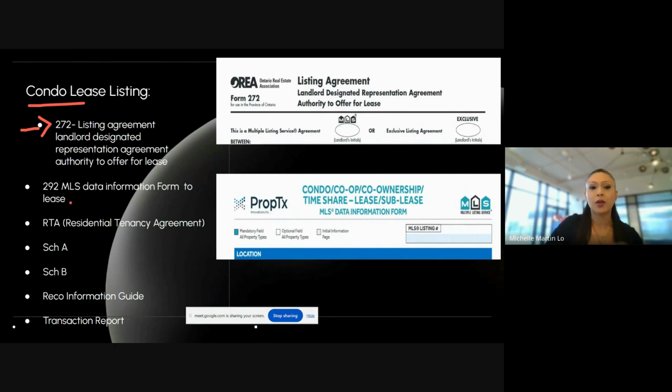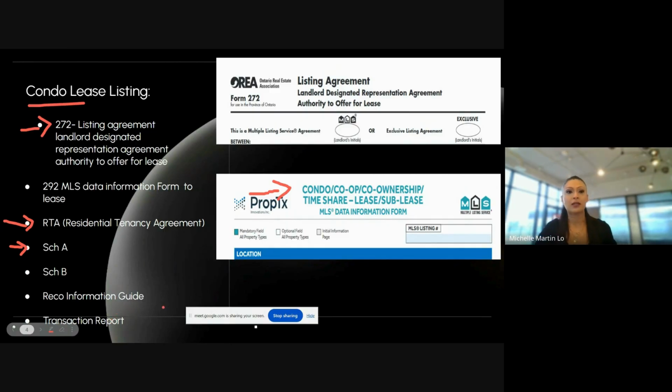292 is your MLS data information form, is to lease. Just make sure you're knowing that this is for condo, not for freehold. Make sure that you use the correct data information form, it is very important. As you see here, the RTA is the same, Schedule A is the same, Schedule B is the same, the RICO information guide is going to be towards everything. Same thing with your transaction report. The only thing that's very, very different is your data information form.